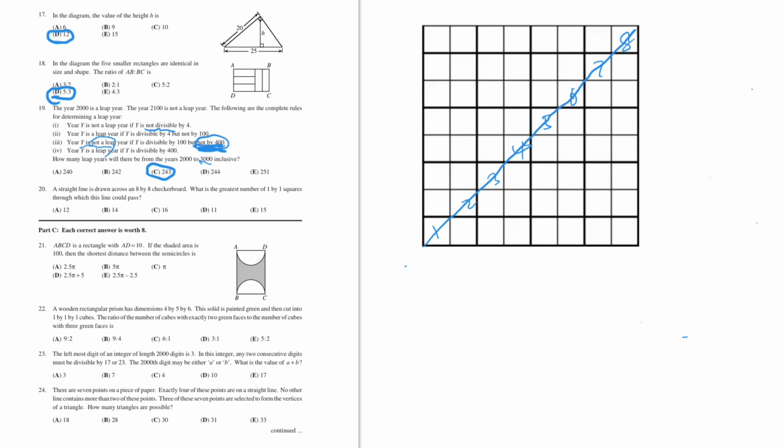But if we move the line a little bit above, now we draw another line and see if we can go across more squares. So we draw a line like this.